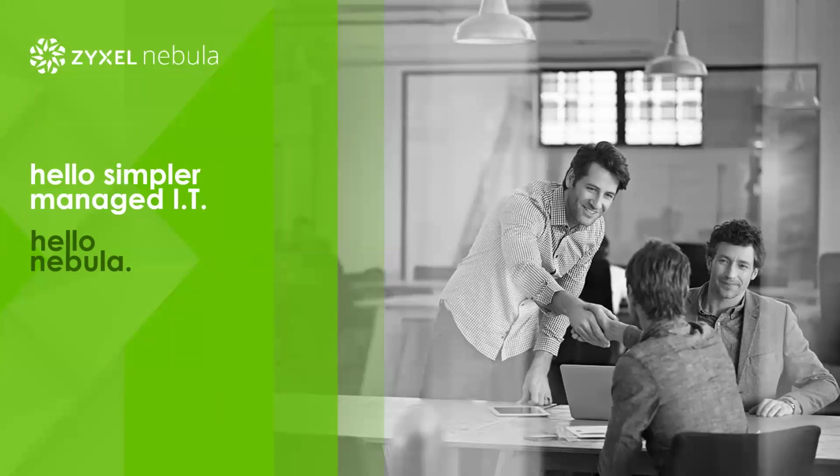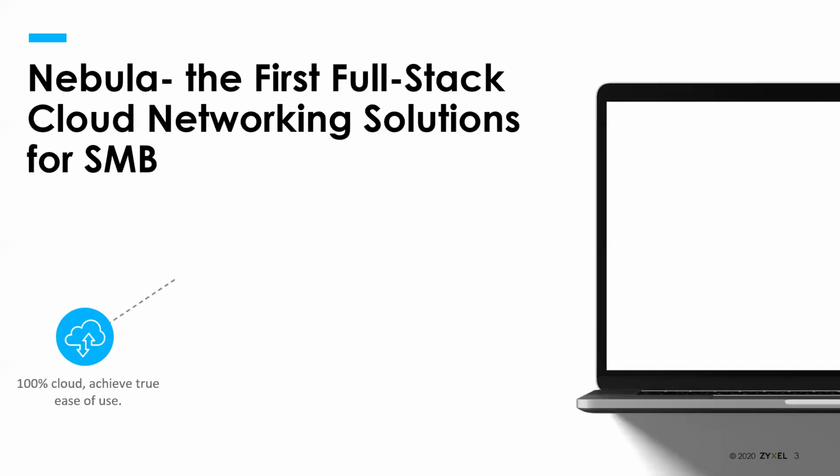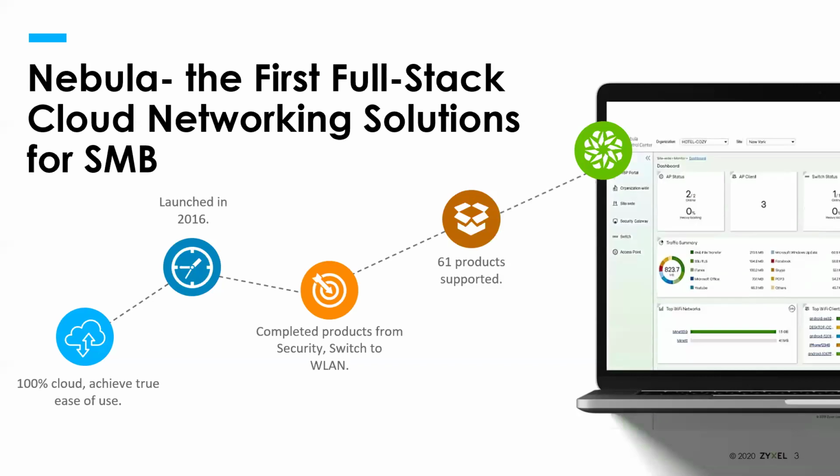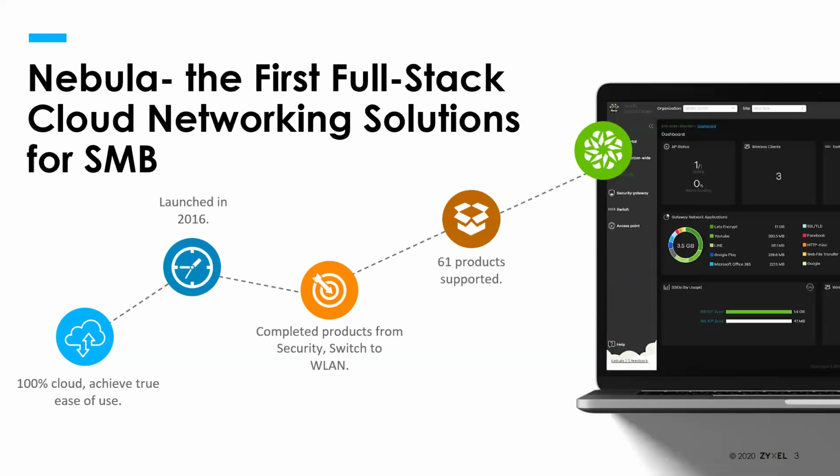So we'll start talking off a little bit here about what is Nebula. So Nebula was what we call the first full stack cloud networking solution for SMB. So what does that mean? Short version of it, it is a cloud-based management platform for your computer networking equipment. So full stack meaning that it wasn't just access points or it wasn't just one or two types of stuff. Full stack meaning all of the core parts of your network can be managed in Nebula: switches, security gateways, access points, etc.